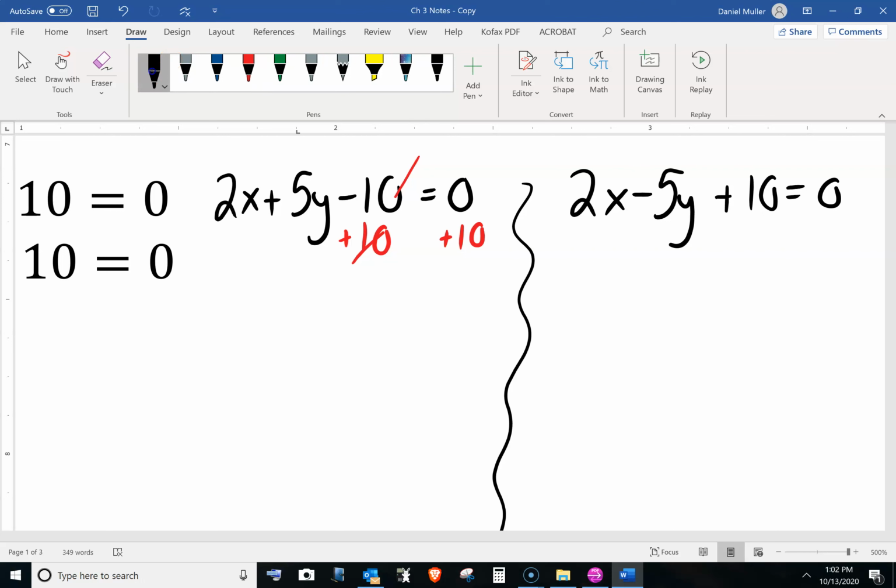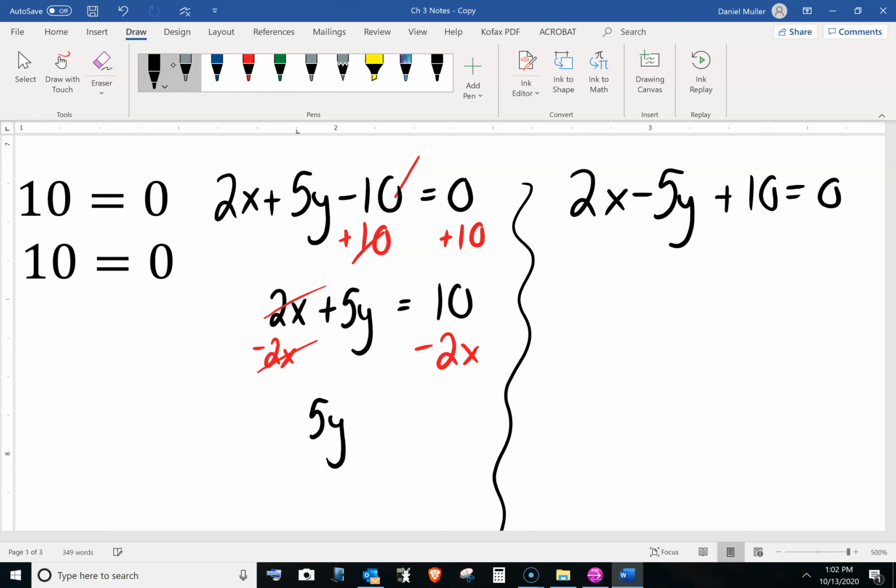So I have 2x plus 5y equals 10. 0 plus 10 is 10. And then I've got to move over this x. I'm going to subtract it over. Minus 2x. So 2x minus 2x are gone. So I have 5y. I can't combine these.